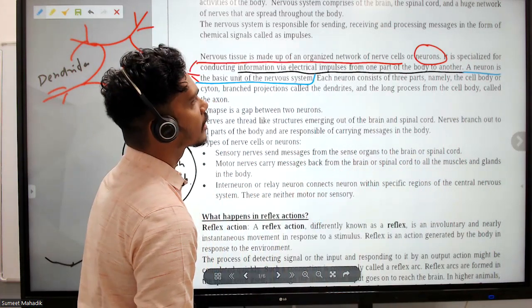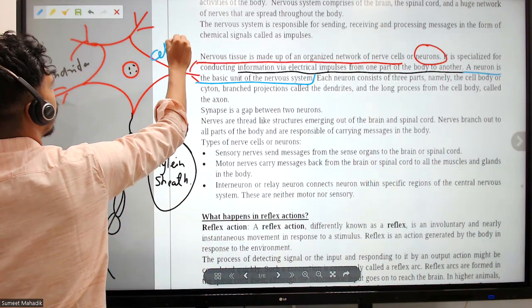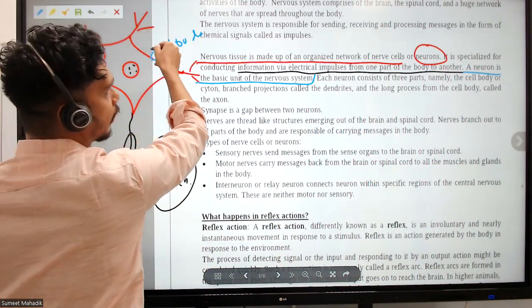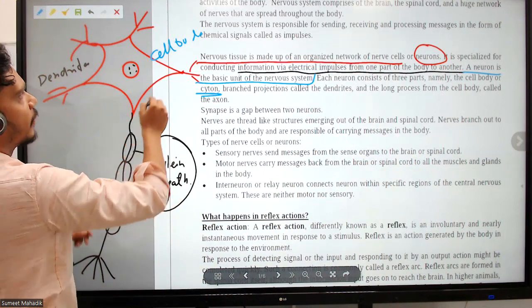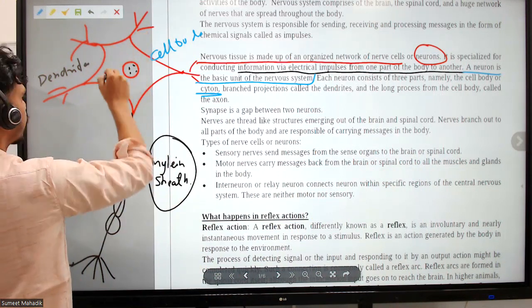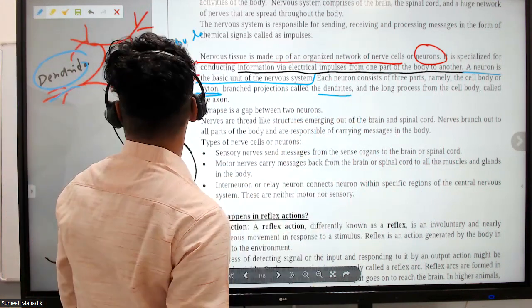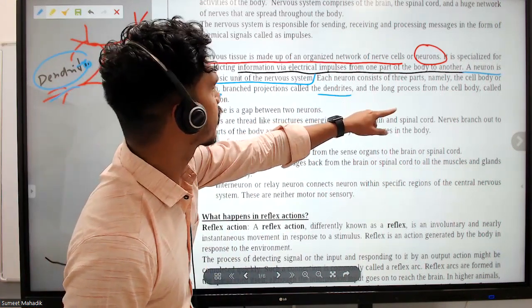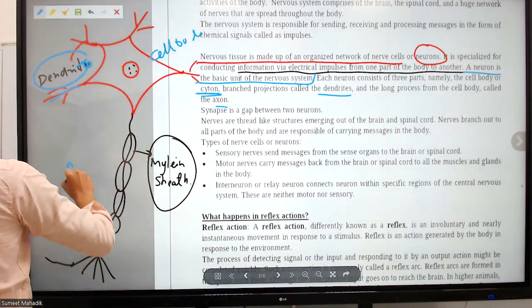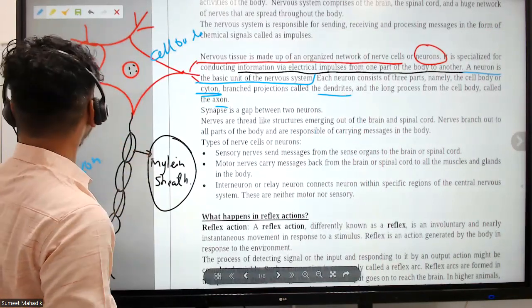Each neuron consists of three parts, namely the cell body. This part is called the cell body, or cyton. What is the cyton? This is the cyton. The branched projections are called dendrites. And the long process from the cell body is called the axon. So the axon will be here. Have you noticed this?